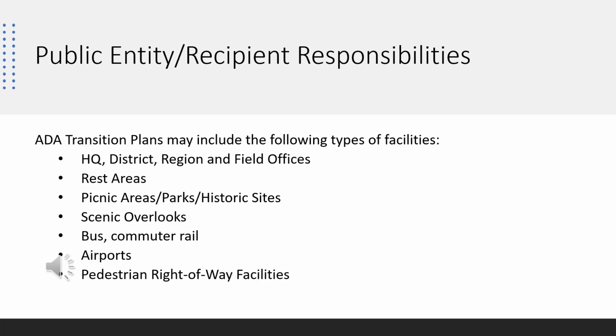Though the FHWA's authority is to oversee public right-of-way and federal aid programs or projects, ADA transition plans should include all departments, services, and activities of a public entity. And so the ADA transition plan may include changes to the following types of facilities: headquarters, district, region, and field offices, rest areas, picnic areas, parks or historic sites, scenic overlooks, buses and commuter rail, airports, and pedestrian right-of-way facilities.